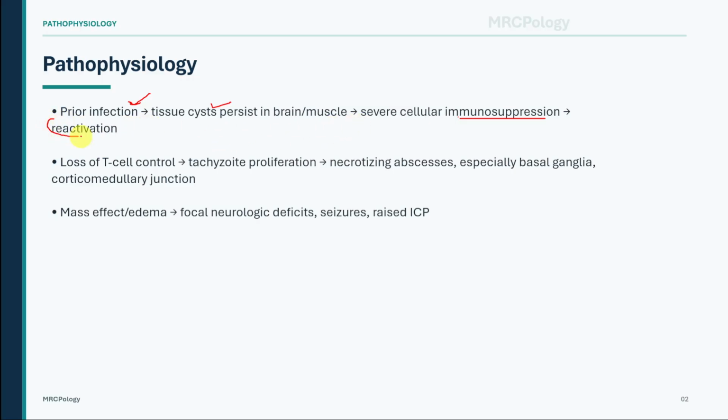So the sequence is prior infection, tissue cysts in the brain, severe T-cell immunosuppression, reactivation, tachyzoite proliferation, necrotizing abscesses. These abscesses often occur in the basal ganglia and at the corticomedullary junction. The lesions then cause surrounding oedema and mass effect. Clinically, this means compression of local brain tissue, disruption of neuronal networks, and sometimes raised intracranial pressure. That mechanism explains the symptoms.